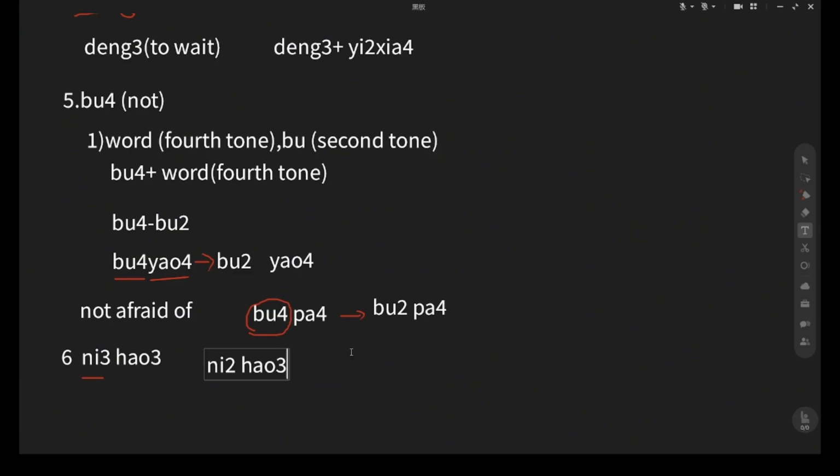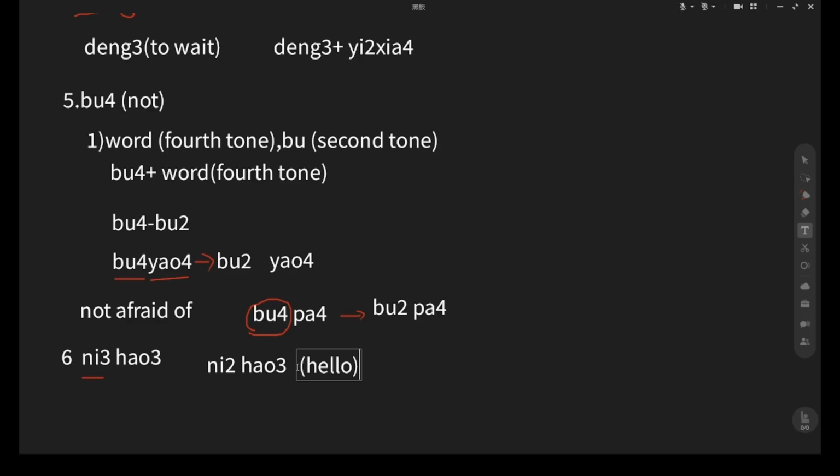So how to say this word? 你好. You see? When two words are all the third tone, we change the first word to the second tone, not 你好, but 你好, okay? 你好 means hello.